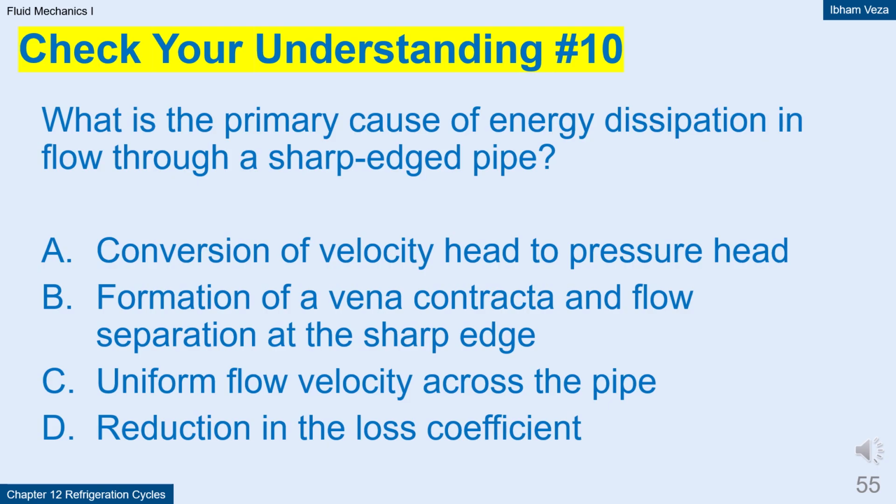Check your understanding, number 10. What is the primary cause of energy dissipation in flow through a sharp-edged pipe? B. Formation of a vena contracta and flow separation at the sharp edge. Explanation. A. Incorrect because the conversion of velocity head to pressure head describes energy conservation, not dissipation. C. Incorrect because flow velocity is not uniform due to separation and the vena contracta. D. Incorrect because a reduction in the loss coefficient would decrease, not increase, energy dissipation.